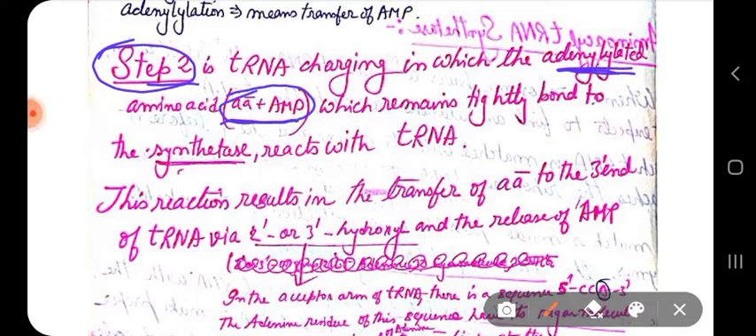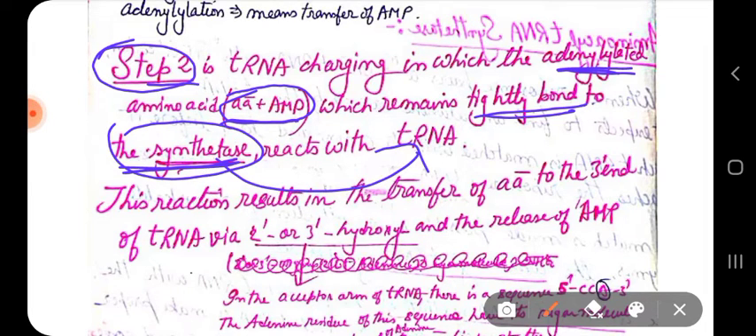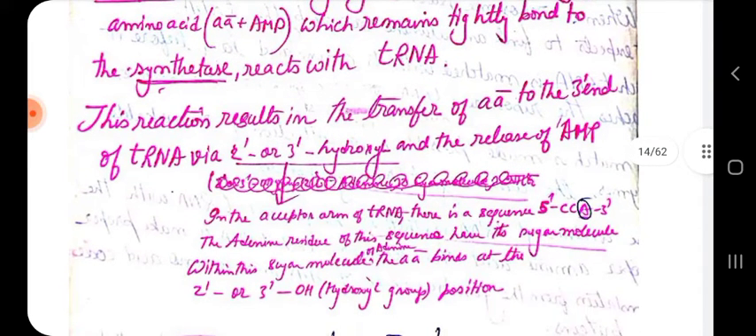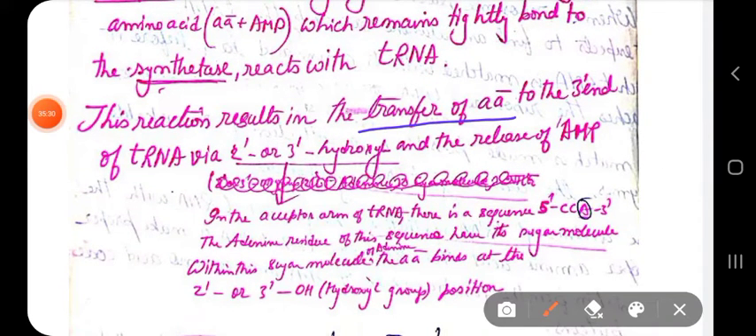Second reaction is tRNA charging, where the adenylated amino acid, that is the amino acid attached with AMP, first remains tightly bound to the aminoacyl-tRNA synthetase. After binding with the aminoacyl-tRNA synthetase, this enzyme will react with the tRNA, and during the reaction it causes attachment of the amino acid to the 3 prime end of the tRNA, that is on the acceptor arm.